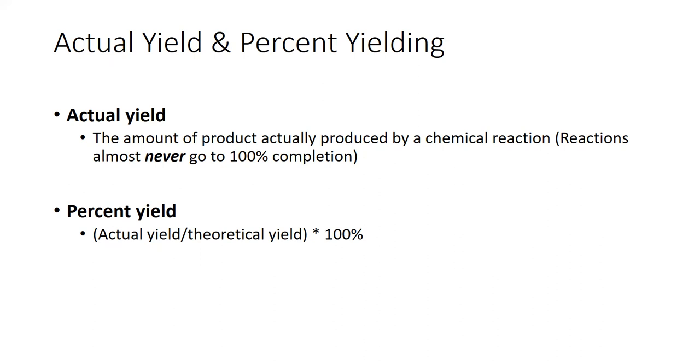And we have something called percent yield. Percent yield is the actual amount you got divided by what you theoretically should have got times 100%. Actual divided by theoretical times 100%. And do note that it is possible to get over 100% percent yield. That just means something went wrong in your experiment.